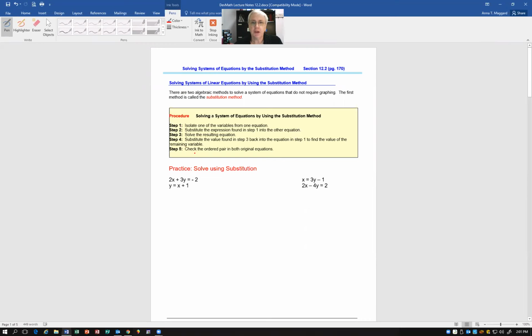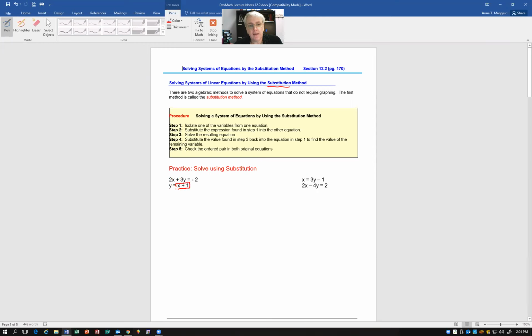The substitution method is exactly what it sounds like. You're going to substitute one thing in place of another. What we're really doing is taking these two equations, kind of combining them together so that we just have an x or we just have a y, because we know how to solve an equation that has one variable. In this situation here, using substitution, we see that y equals x plus 1.